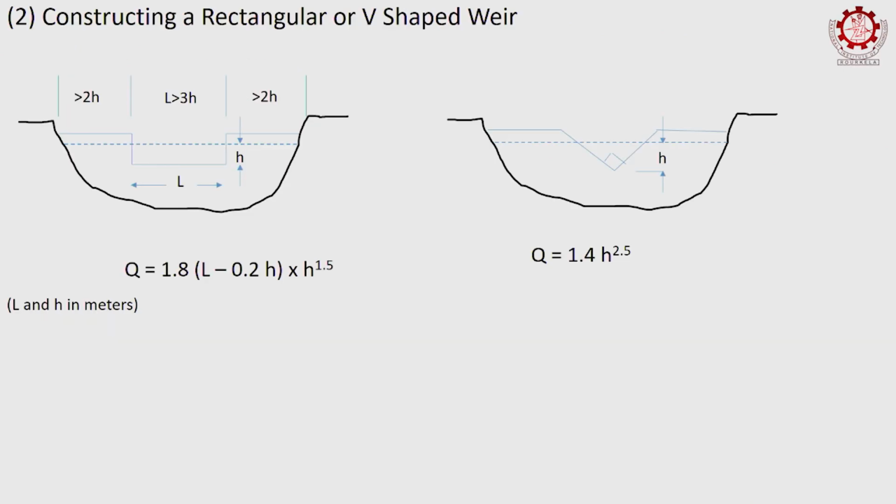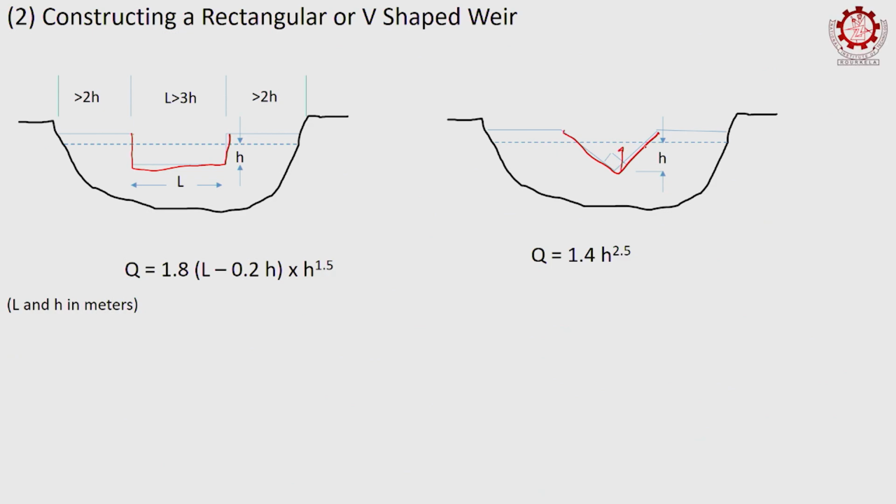For that, we will construct a permanent measuring weir across, maybe, a place where the river is not very wide. We will select a place and construct either a rectangular weir, this is a rectangular weir, or this is a V notch, a V shaped weir. So, the water will flow across it, and the water height you can measure.